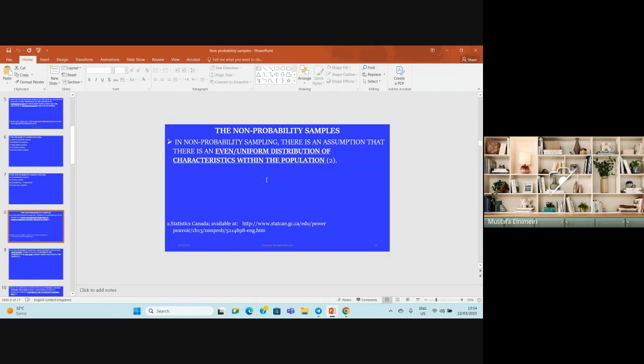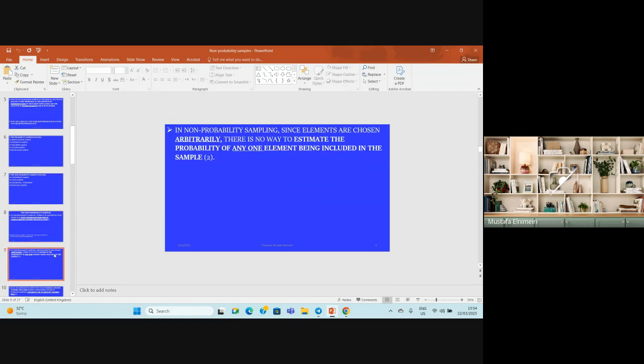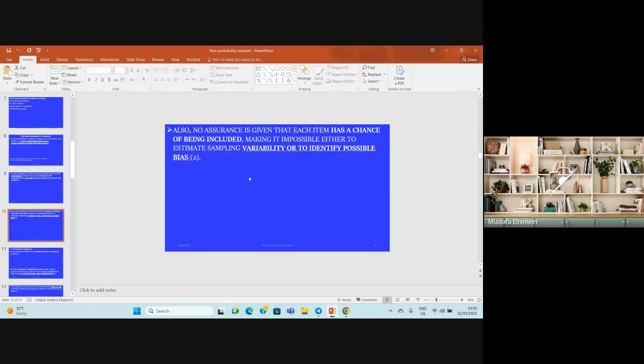With non-probability samples, as we have said, there is an assumption that there is even or uniform distribution of the characteristics within the population. Thus, in non-probability sampling, elements are chosen arbitrarily, and there is no way to estimate the probability of any element being included in the sample. Also, no assurance is given that each item has a chance of being included, making it impossible either to estimate the sampling variability or to identify any possible source of bias.